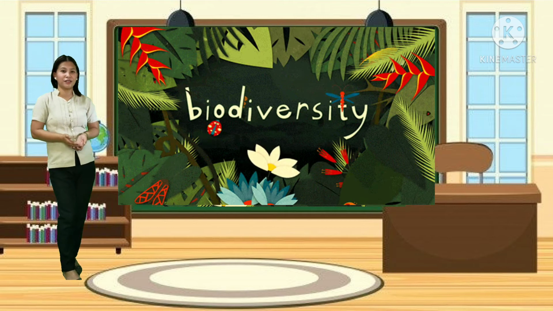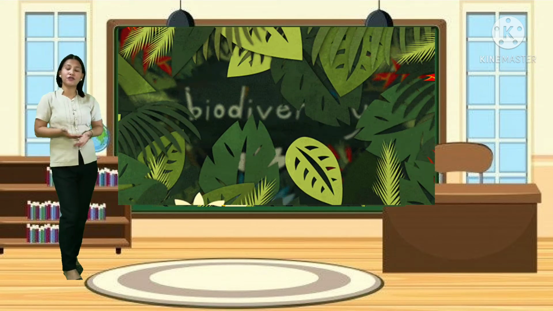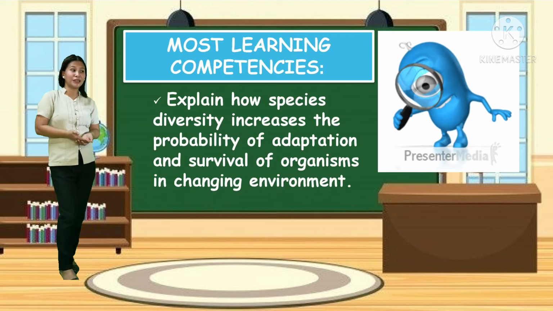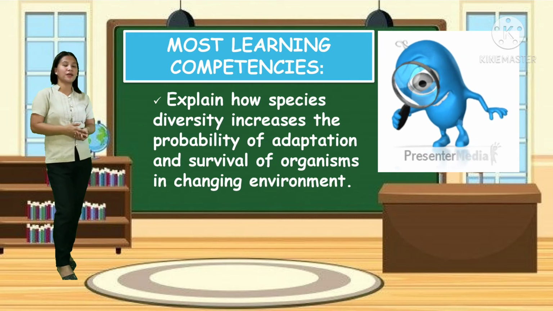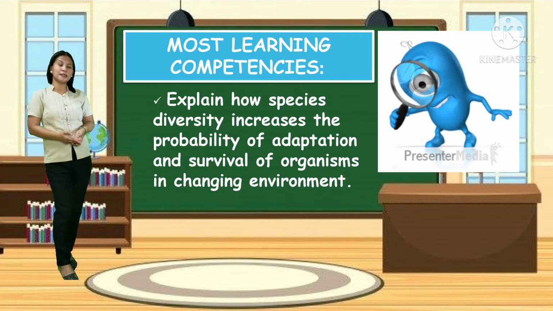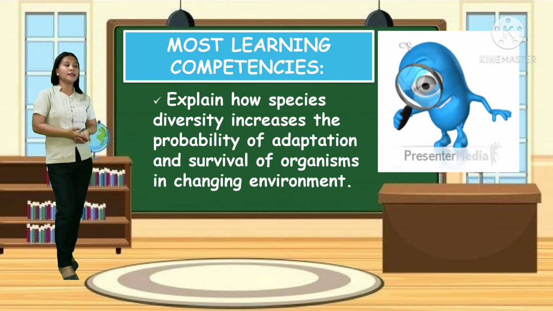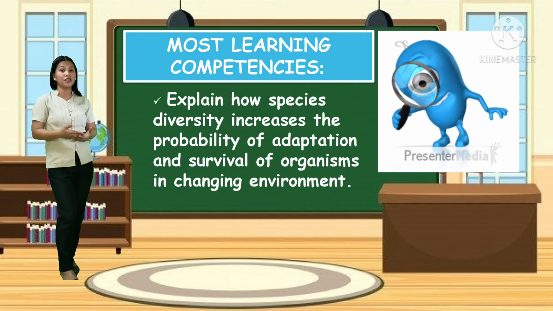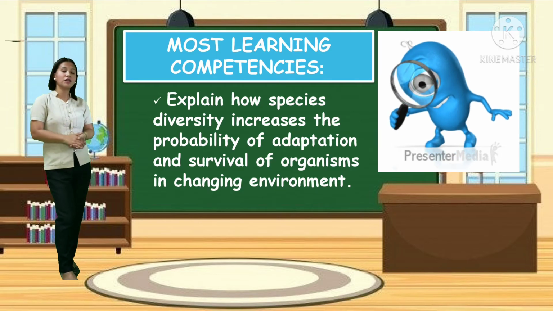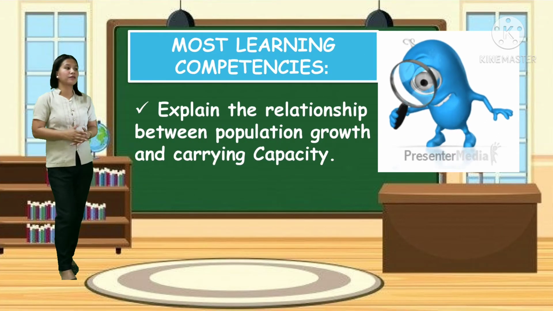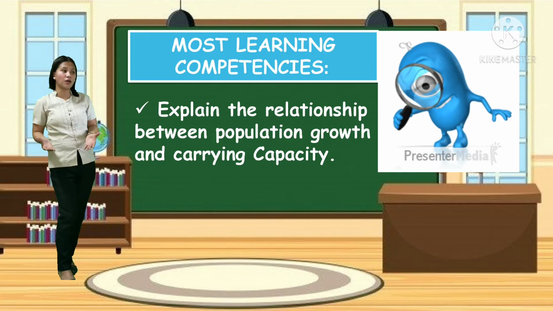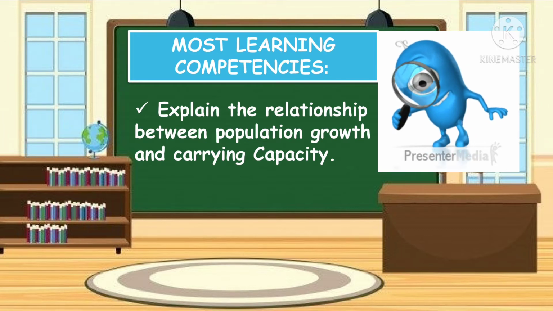This lesson is about biodiversity. Let me share with you first the most essential learning competencies. The first one is we're going to explain how species diversity increases the probability of adaptation and survival of organisms in changing environments. And also, we're going to explain the relationship between population growth and carrying capacity.